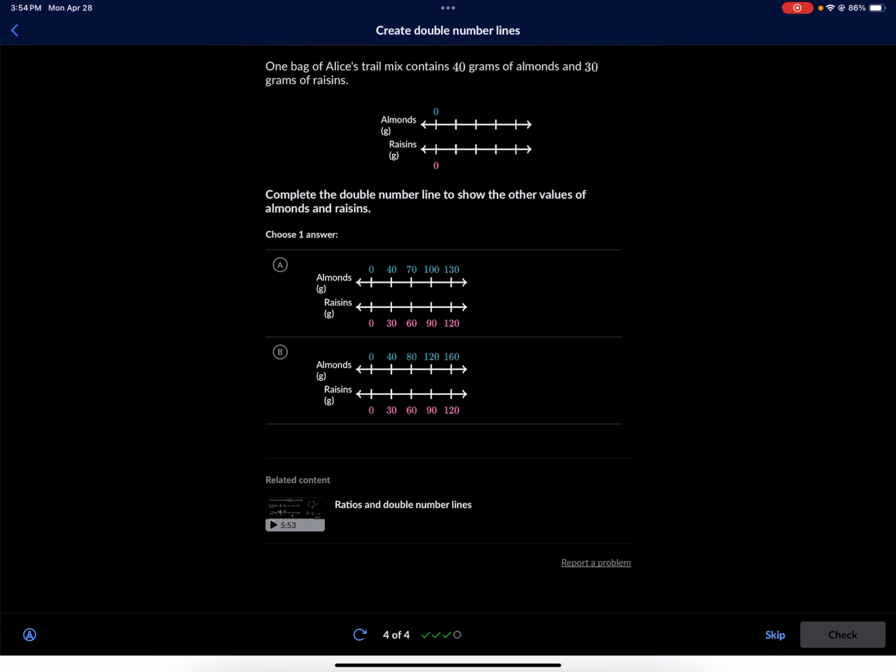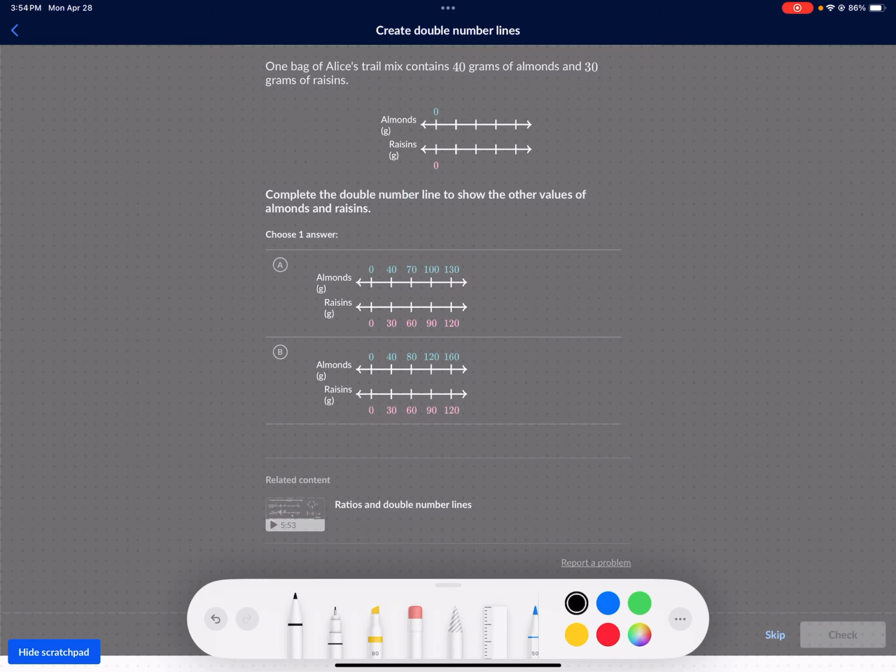Last problem. 1 bag of Alice's trail mix contains 40 grams of almonds and 30 grams of raisins. Complete the table number line. So we have 40 almonds and 30 raisins. So 40 over 30. So I'll let you guys take another crack at this one. What is it?